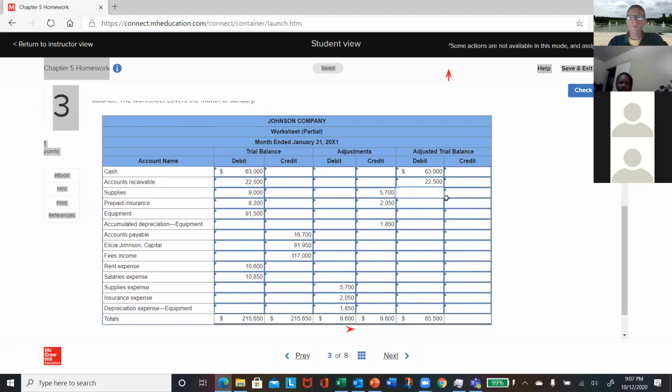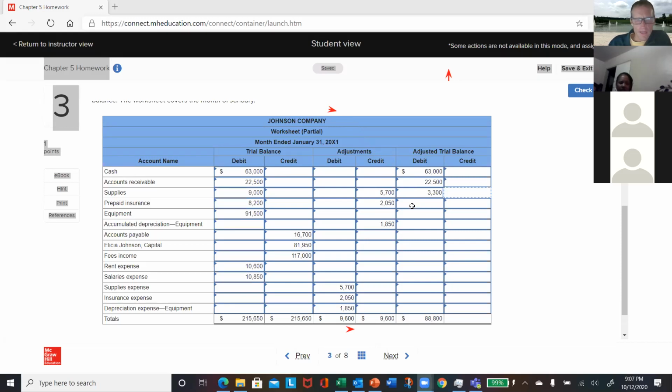Somebody tell me what would be the balance that I would need to put in here for supplies. Debit 3,300. How much? 3,300. Very good. 3,300 debit. Any questions on where that number is coming from? It's 9,000 minus 5,700, right? That's a debit. Subtract out the credit. That should be what's in the ledger.